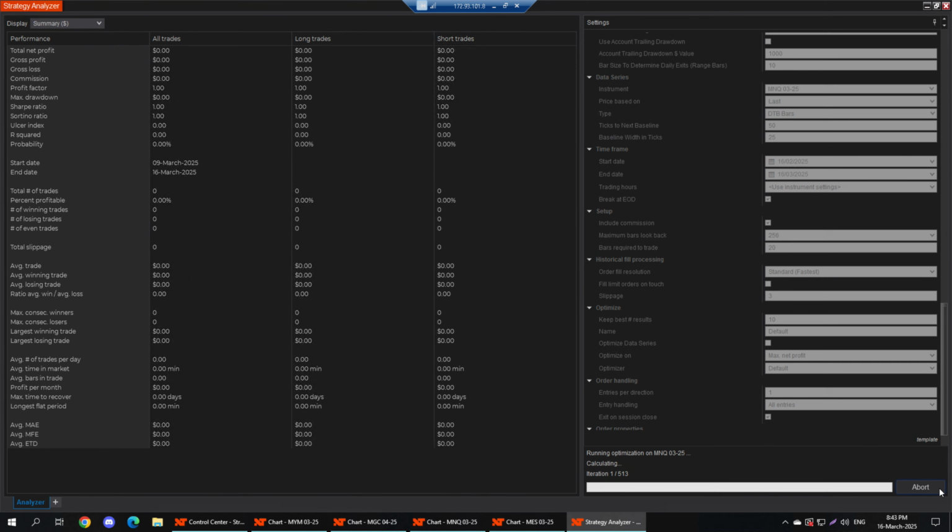So I'm going to run this optimization. You'll see it's 513 iterations. It's got to just process those bars. So once it's loaded those bars and has the full back end history of those bars, it's going to run that optimization. Okay, so that's starting to run.